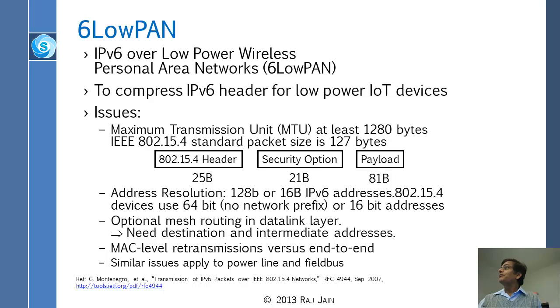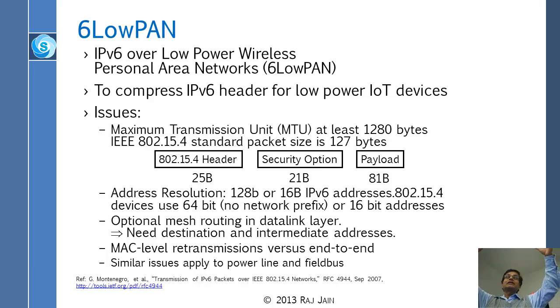Alright, so IPv6 over low power wireless personal area network is 6LoWPAN. This is actually the name of the IETF group that worked on this issue. And their job was that we have two different technologies to match. We want to carry IPv6 over 15.4. Remember, 15.4 is data link, IPv6 is network layer.